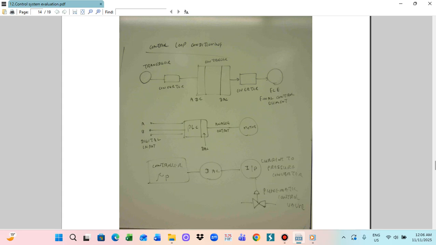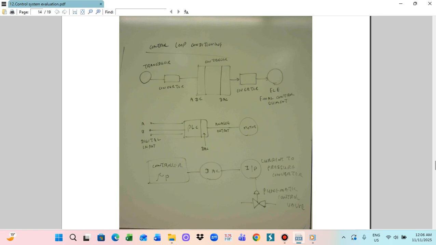Digital input, and this we use with the PLC. PLC means the digital line. Then this PLC utilizes the DAC. DAC will change it to the output analog signal. So this is the analog output. The analog output is connected to the motor. So this is the motor.